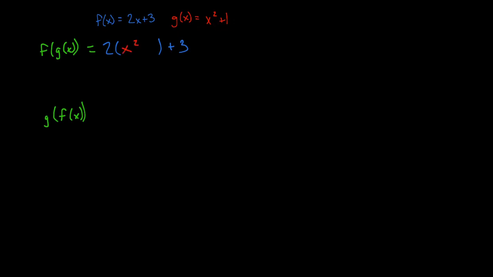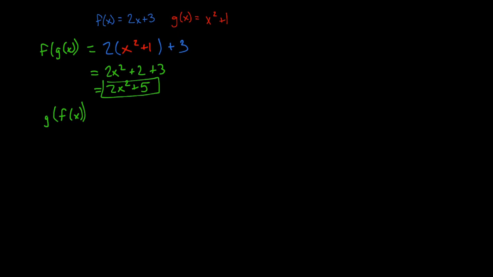So 2 times x squared plus 1, plus 3. And then we just work that out, simplifying it. So distribute the 2, and we have 2x squared plus 2 plus 3, which is going to give us 2x squared plus 5. So f of g of x is equal to 2x squared plus 5.